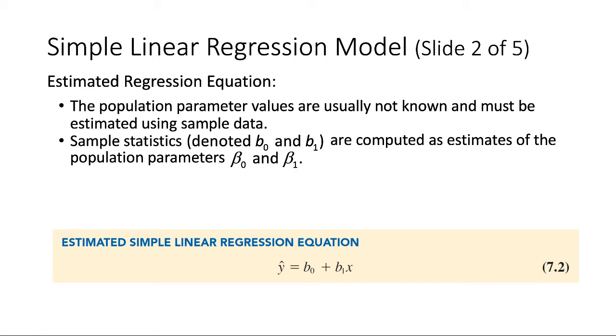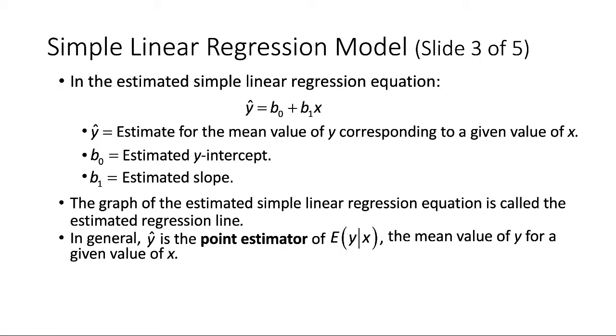To estimate the mean or expected value of travel time for a driving assignment of 75 miles, the trucking company would substitute the value of 75 for x in this equation. Using this equation, y with a caret on top, that is our predicted value, provides an estimate for the mean value of y corresponding to a given value of x. In most cases, we refer to y-hat simply as the predicted value of y. b0 is the estimated y-intercept and b1 is the estimated slope.